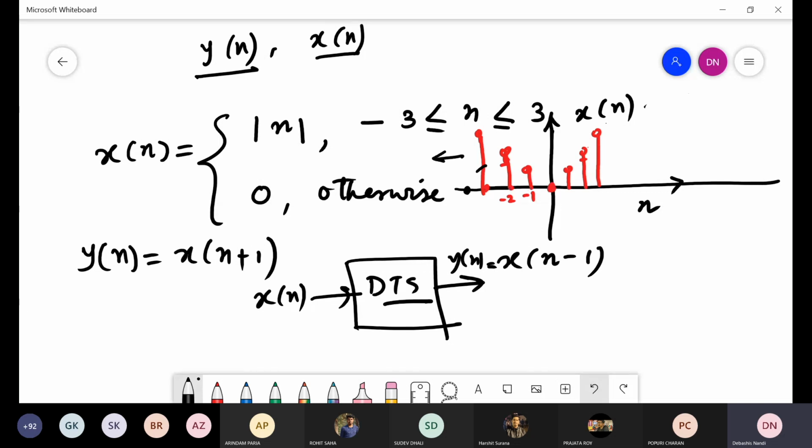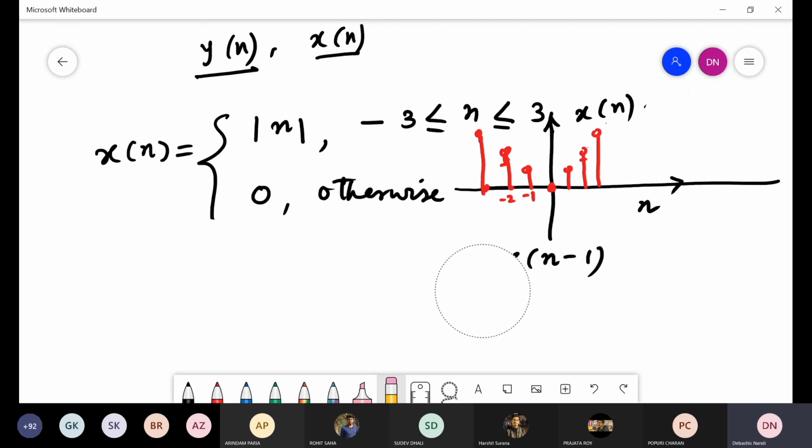The shape will be the same, but there will be some shift, either to the right-hand side of the vertical axis or towards the left-hand side of the vertical axis. So when it is n+1, it will be shifted to the left-hand side. Now this is called a unit advance system.